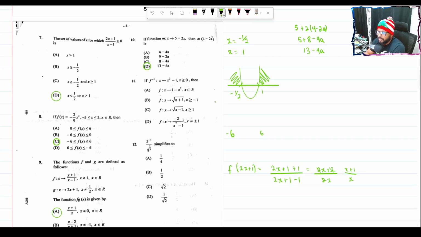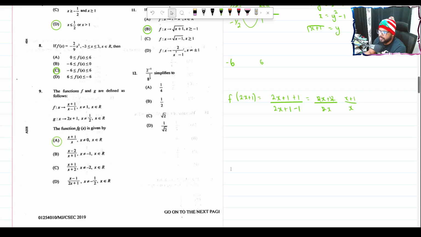If f inverse x is such that x is mapped onto x squared minus 1, then f of x, the inverse of our inverse, is the function itself. So I will let y be equal to x squared minus 1, interchange the x and y: x is equal to y squared minus 1. Move the 1 across, x plus 1, square root both sides is equal to y. So square root of x plus 1 will be the function f of x. Answer is B.